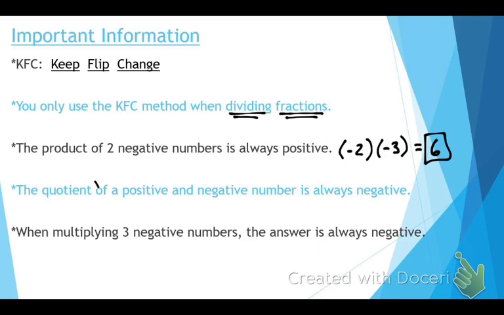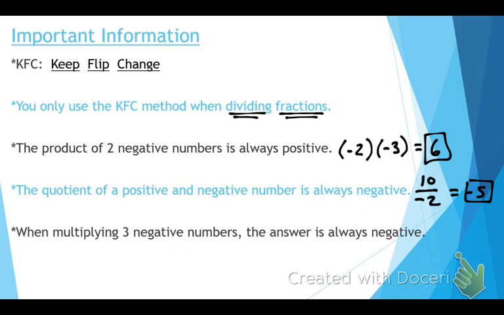Let's go to the next one, the quotient. Quotient means to divide, of a positive, so let's say positive 10, divided by a negative number, so let's say -2, what would that answer be? Negative 5. So it tells us that the answer is always negative. That's a true statement because it's only one negative number. Then let's look at the last one.